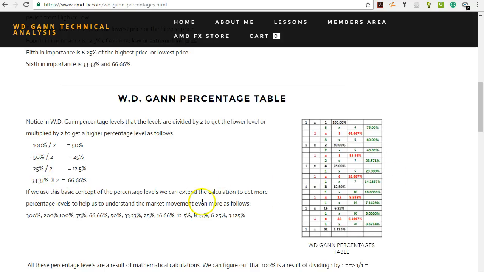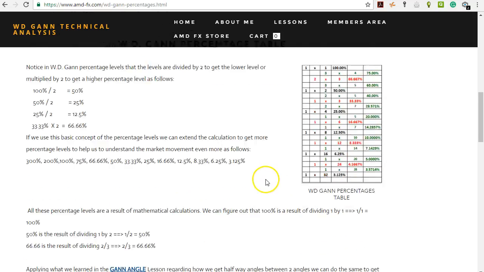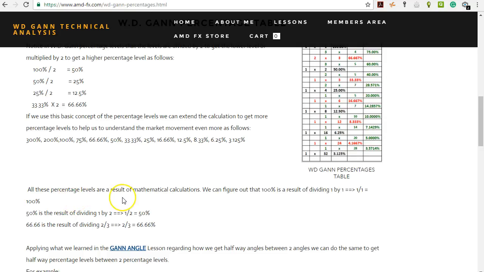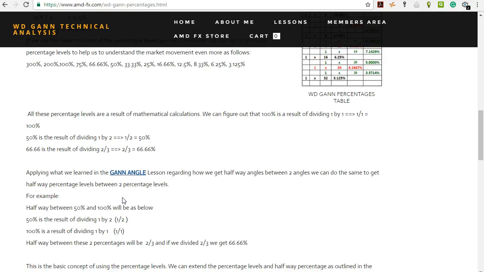So if we use that concept, we can have these percentage levels here, which is like the 300, 200, 100, 75%, 66.66, 50%, 33.33%, 25, and all of them are in that table that you can use. The GANN percentages are more or less like angles, but angles have a line movement with time, price and time movement, while the percentage takes the same concept of calculation but uses only the price. There is no time involved in the percentage.